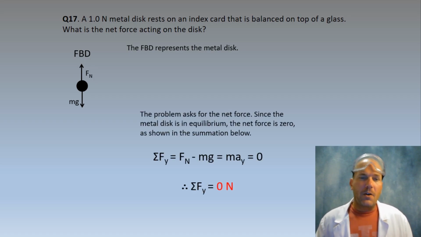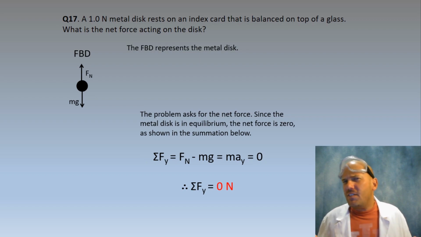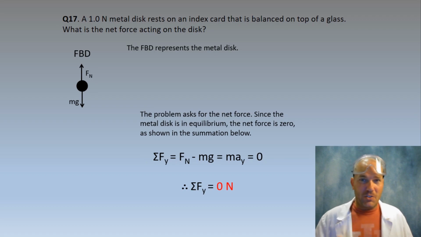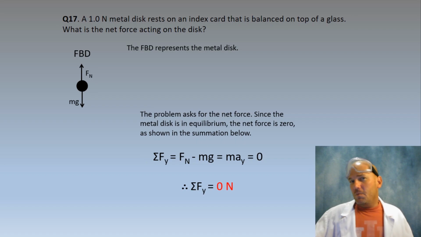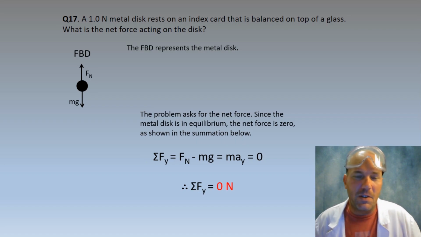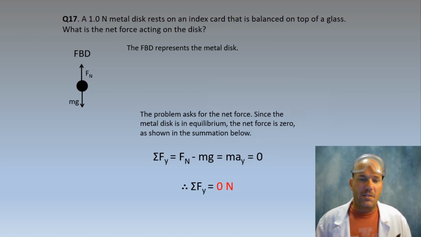Okay, so we're asked about the net force, so the overall summation. This metal disc is resting on top of a card on the glass. So there is no net external force, and thus we find that the answer is simply 0, because there is no acceleration, no net force. So the answer is simply 0 newtons.